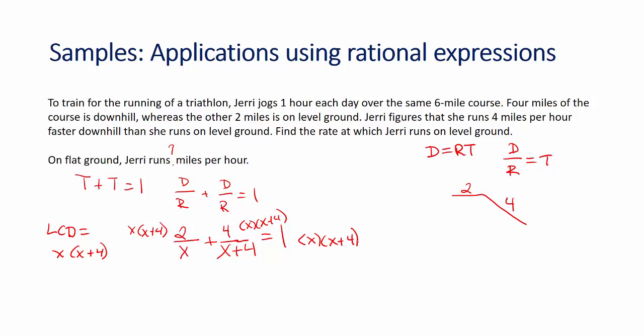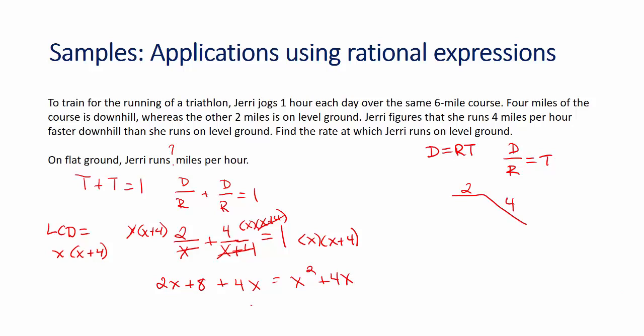of the equal sign. So in my first one, my single x's will reduce, and I will get 2x plus 8. So I'm multiplying the 2 through x plus 4. In the second one, the x plus 4 expressions will reduce, and I'm left with 4x. Now on the right side, there is no denominator to reduce, so I'm just going to distribute my x and get x squared plus 4x.